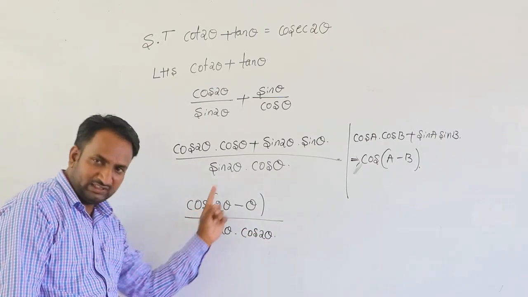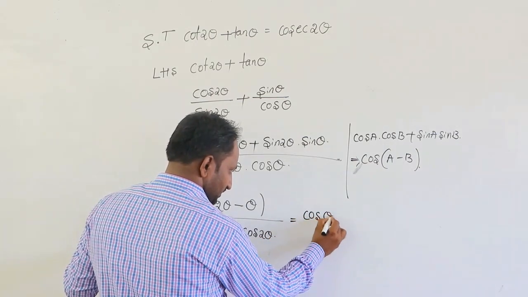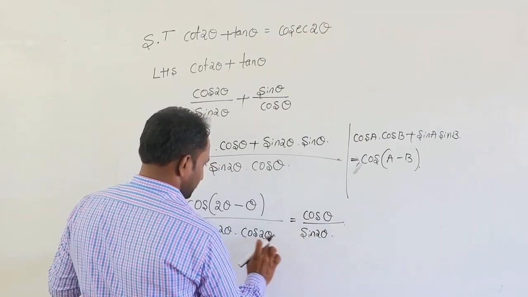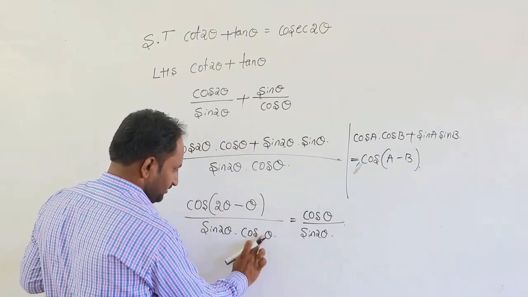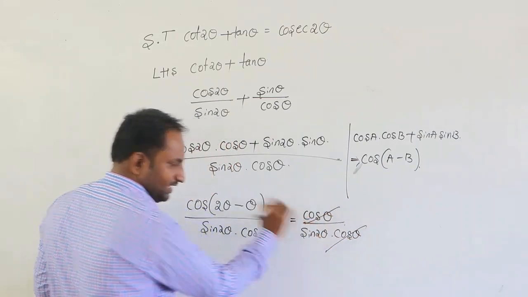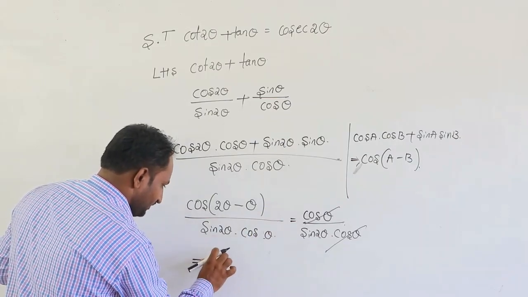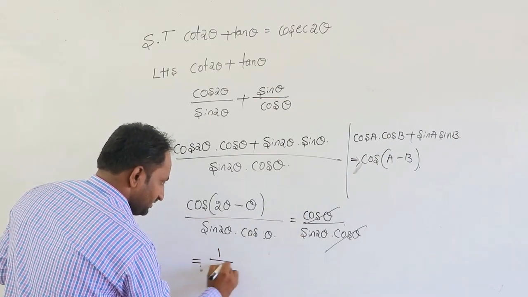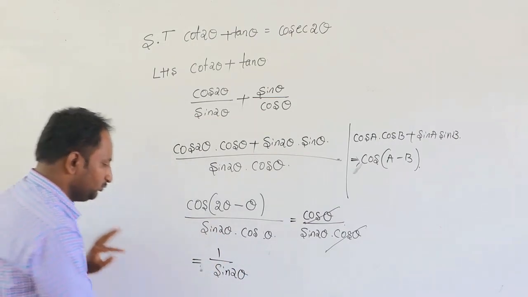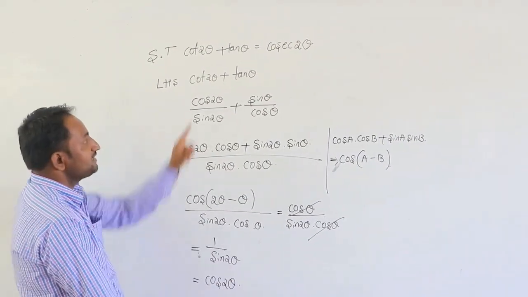Here, cos of 2 theta minus theta means cos theta. That is cos theta divided by sin 2 theta into cos theta. Here cos theta gets cancelled. Its final result is 1 divided by sin 2 theta. 1 divided by sin 2 theta means cosec 2 theta. Cosec 2 theta is our RHS result.